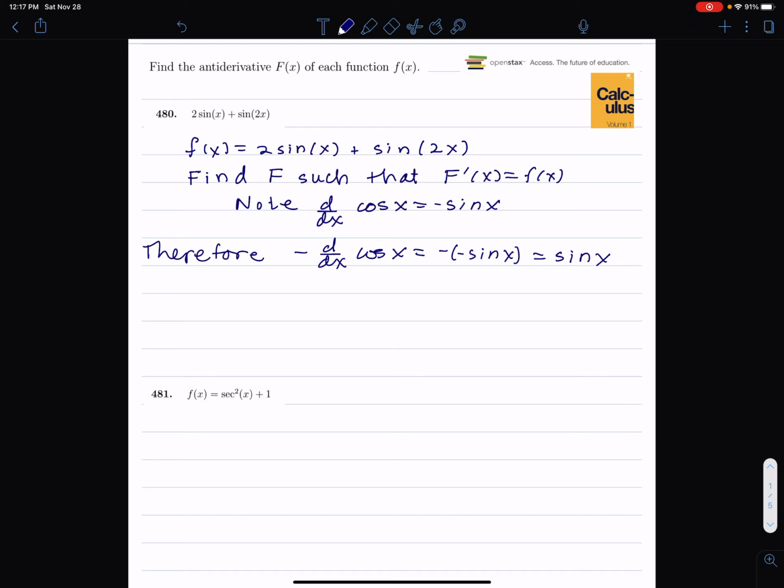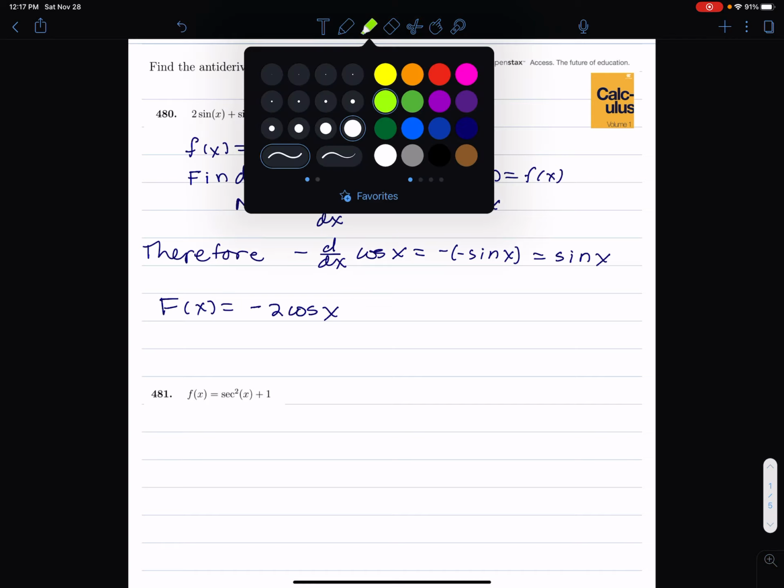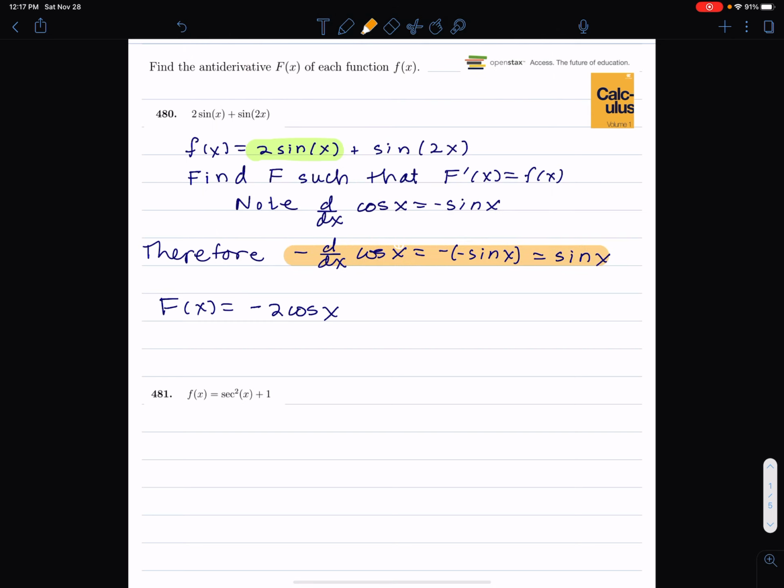okay, so if we look at this first one, what do I mean, this first one? This first term of little f of x, this part right here, 2 sine x, the antiderivative is negative 2 cosine x from what I just wrote above. If I have what function, when I take the derivative, gives sine x, it's negative cosine x. See what I just did in orange? Negative derivative cosine x, which means the derivative of negative cosine x equals positive sine x. So this guy, what I just wrote down, does the job.